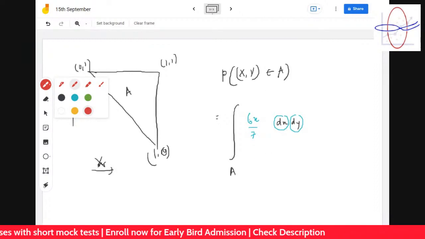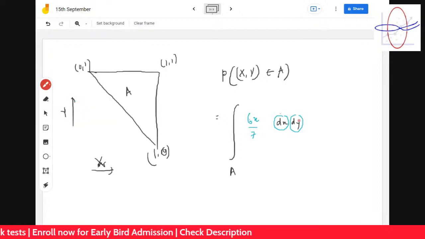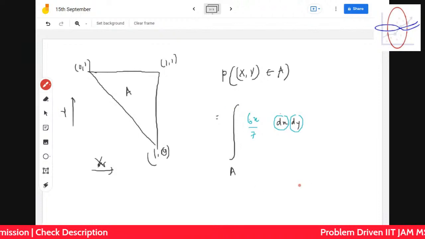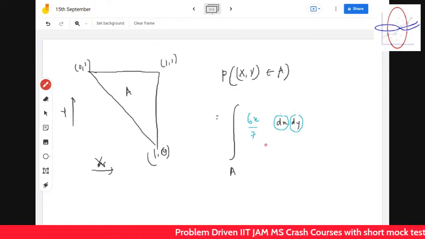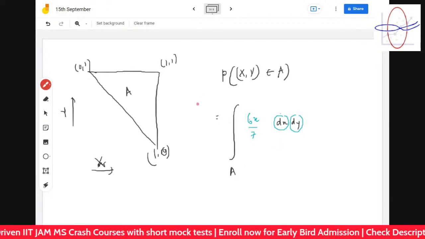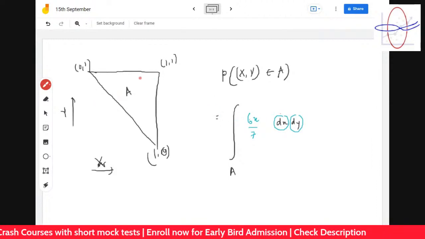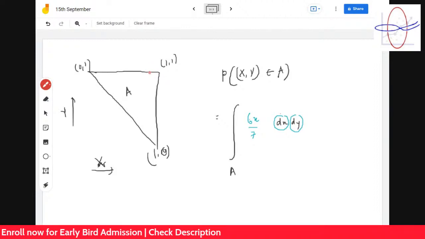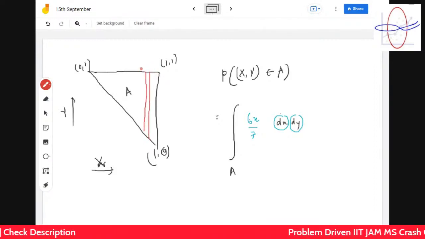A basic strategy, I think it will be good, is to eliminate y and transform the entire problem into x. So we have to transform the integration of this function over this area into strips of y first and then x. Therefore, to change it into strips of y, we will divide the whole region into strips like this, red strips.